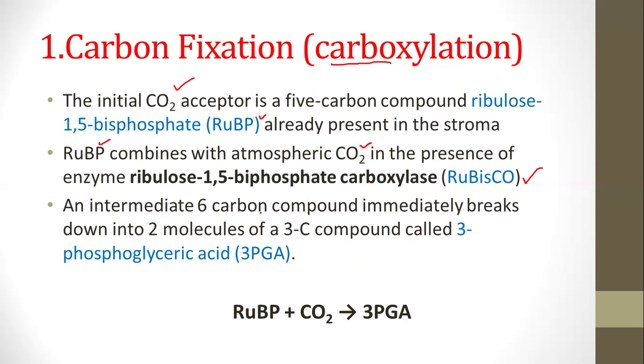After combining ribulose bisphosphate and carbon dioxide, the intermediate 6-carbon compound immediately breaks down into two molecules of the 3-carbon compound known as 3-phosphoglyceric acid. The 3-phosphoglyceric acid is produced. This is the first carbon compound produced in the dark reaction. That's why this reaction or cycle is known as the C3 cycle.